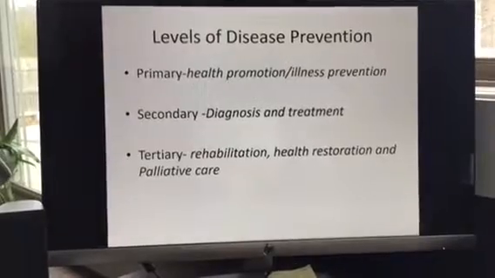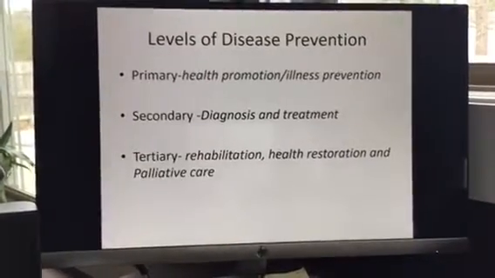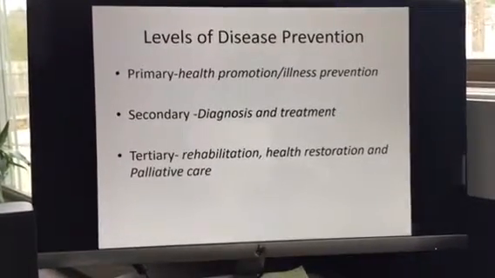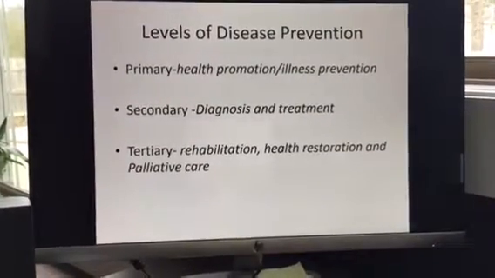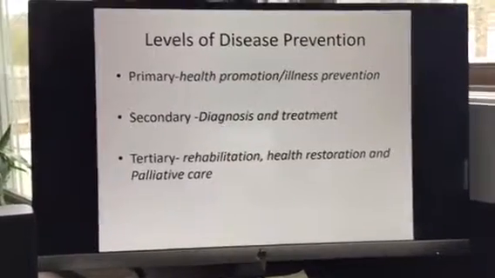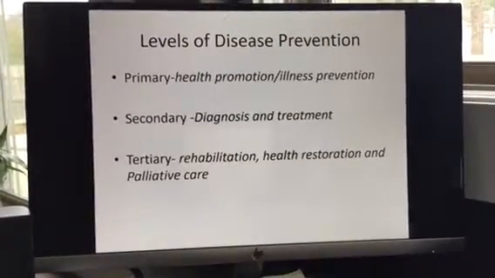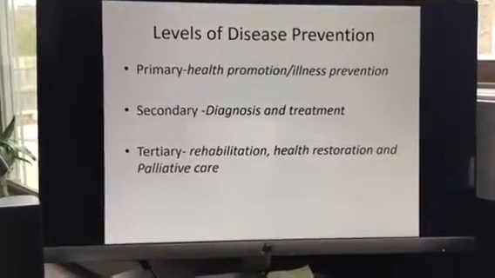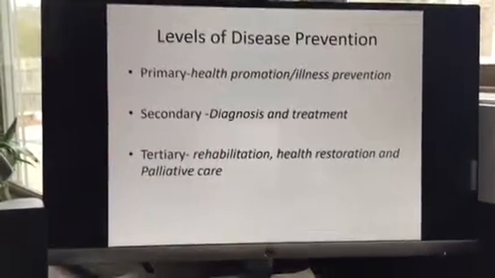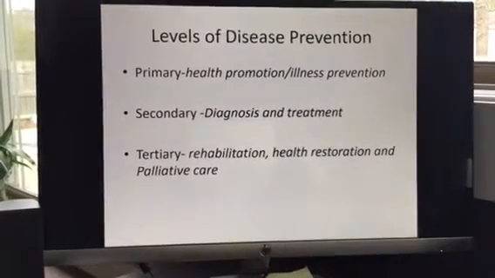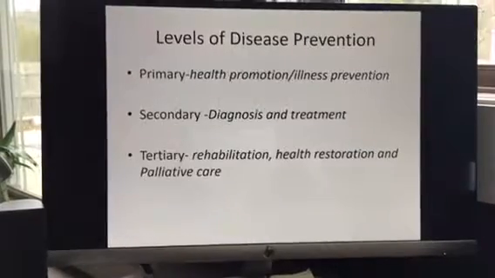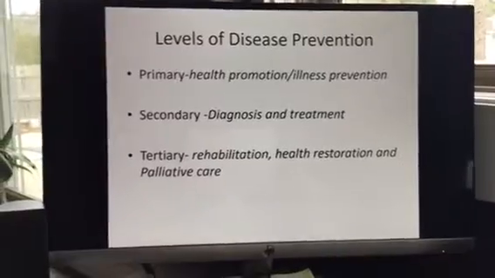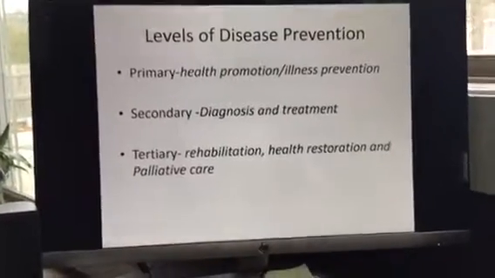When we talk about community programs and initiatives, going back to former semesters, just refresh your memory about what a primary level of prevention is, a secondary, and a tertiary. Primary is all about promoting health, promoting education, promoting awareness, and preventing illness. So it might be something like mass vaccination, counseling women about the importance of mammography beginning at age 40, those kinds of things.